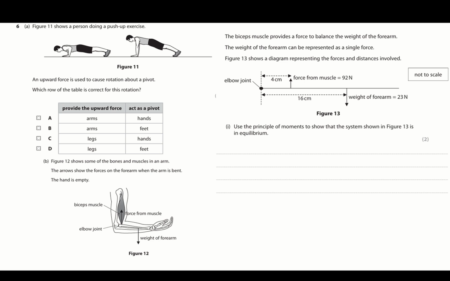Okay, so question 6 is going to be about turning moments. I can see this here, so I'll get this ready in case I need it. Fat, moody dinosaurs. It says an upward force is used to cause rotation about a pivot. Which row of the table is correct for this? Well, that's the force upwards, and this must be the pivot because the turning moment's going that way. So we've got the arms provide an upwards force and the feet are acting as the pivot.